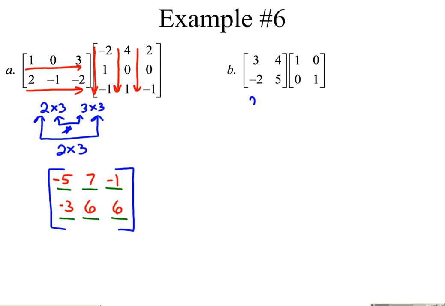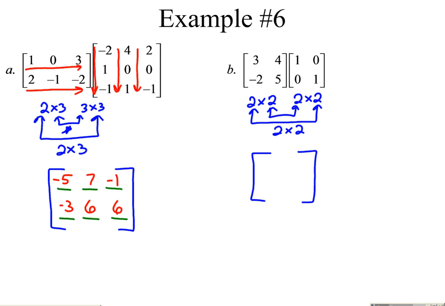Letter B, 2 by 2 matrix times a 2 by 2 matrix. Middle numbers match. Product is our outside. We're going to get out a 2 by 2 matrix. 2 rows, 2 columns gives us 1, 2, 3, 4 entries. Row 1, column 1. 3 plus 0.